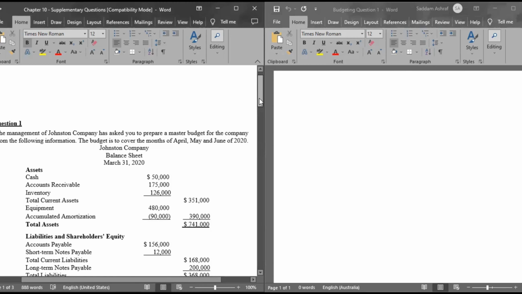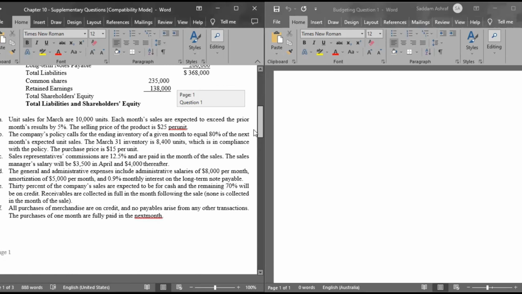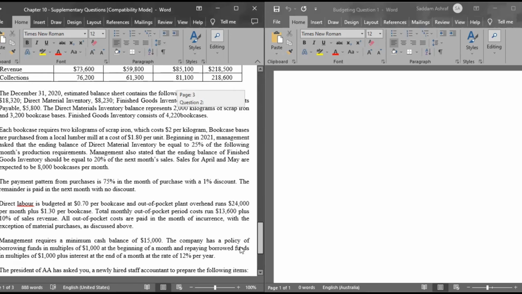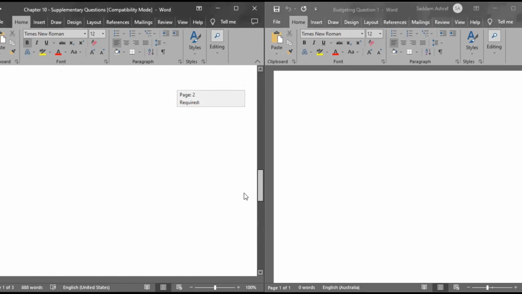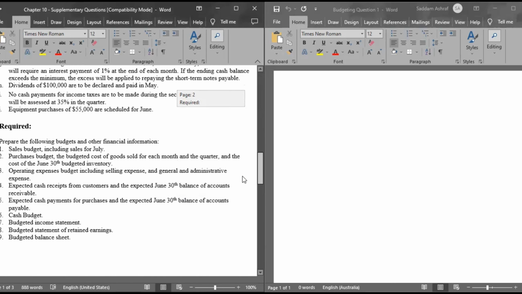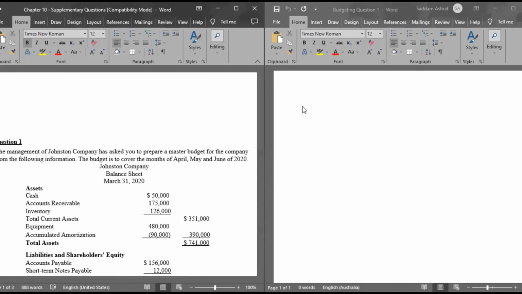So this is question number one. I think question number one is more comprehensive than question number two. Therefore, I have selected question number one because it is so comprehensive. Question number two is comparatively easy, and in question two, the examiner has not asked to prepare a budgeted income statement or budgeted balance sheet. So I have selected question number one because in this question, all possible operating budgets and all possible financial budgets are asked to be prepared. So I'm just starting question number one.